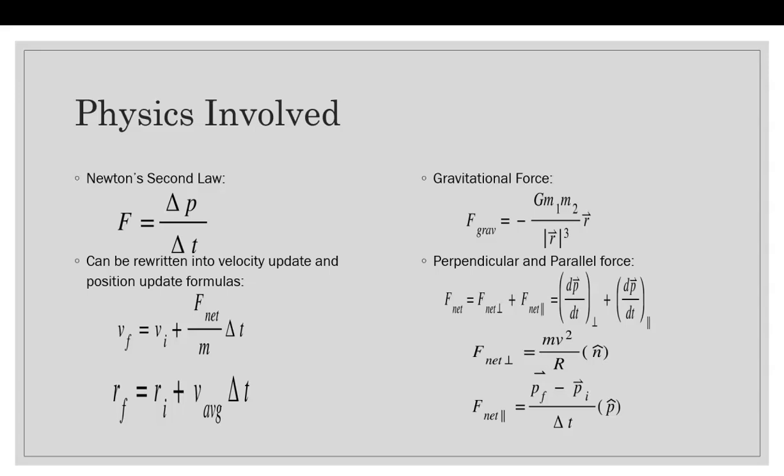Perpendicular force is equal to mass times velocity squared over r, where r is the radius, and n hat points towards the center of the circle. F net parallel is the change in momentum over the change in time, where p hat points in the direction of the momentum.